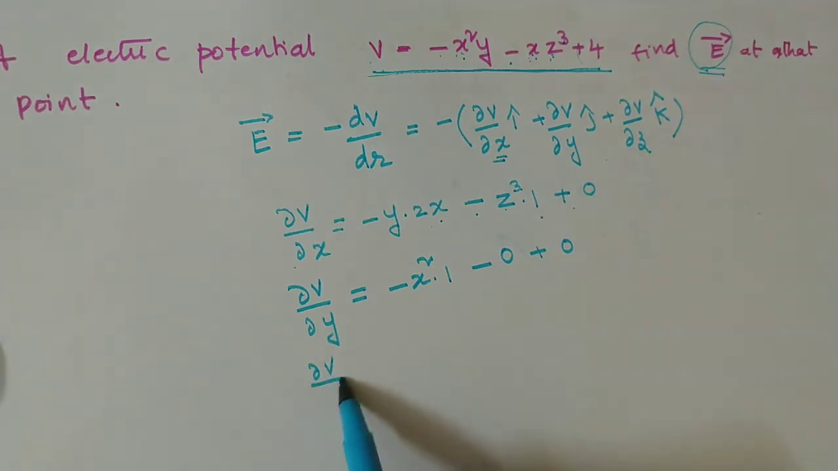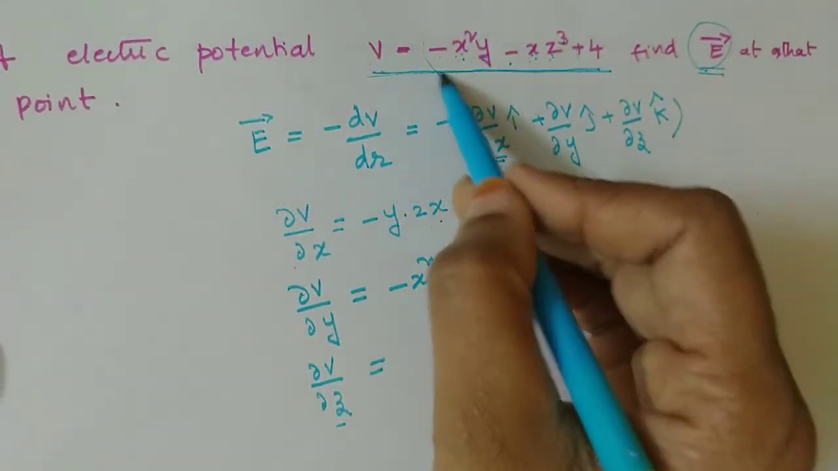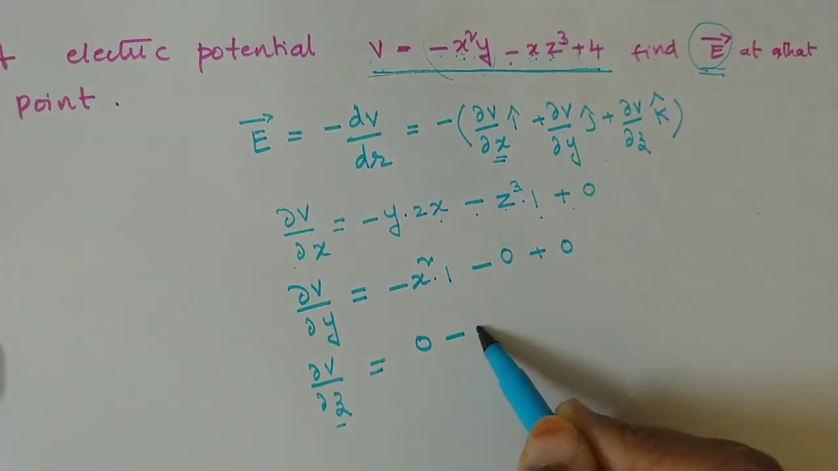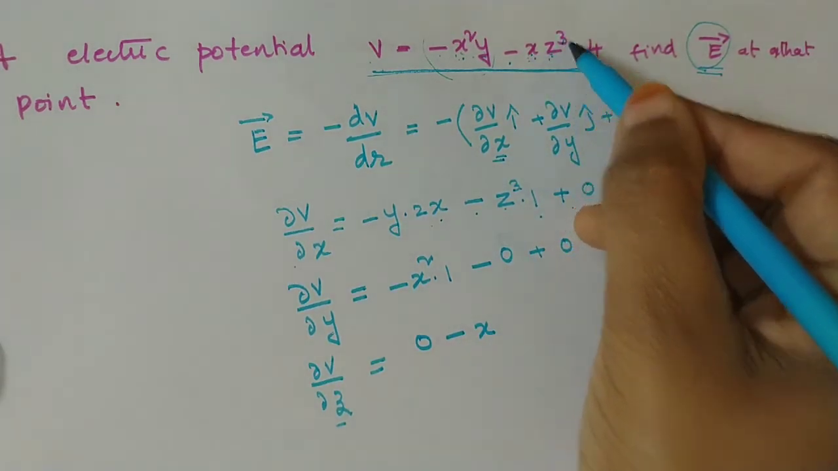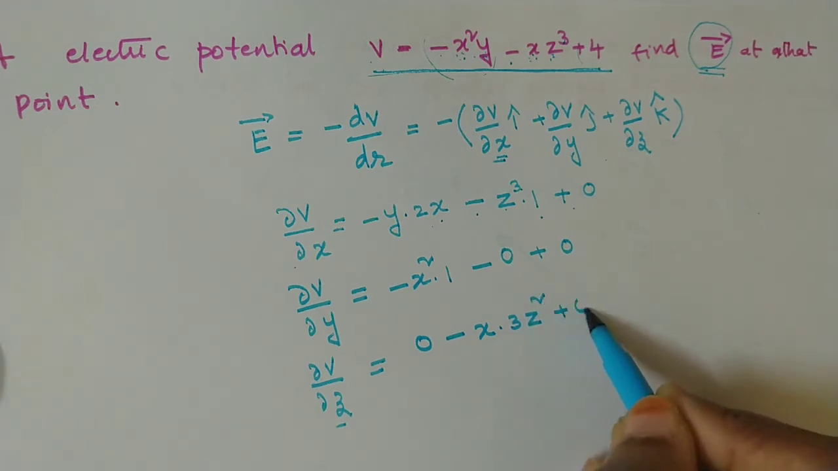Similarly, dou v by dou z. When you are differentiating with respect to z, x and y are constants, differential of these constants would be 0, minus x is a constant, differential of z cube is 3z square plus 0.